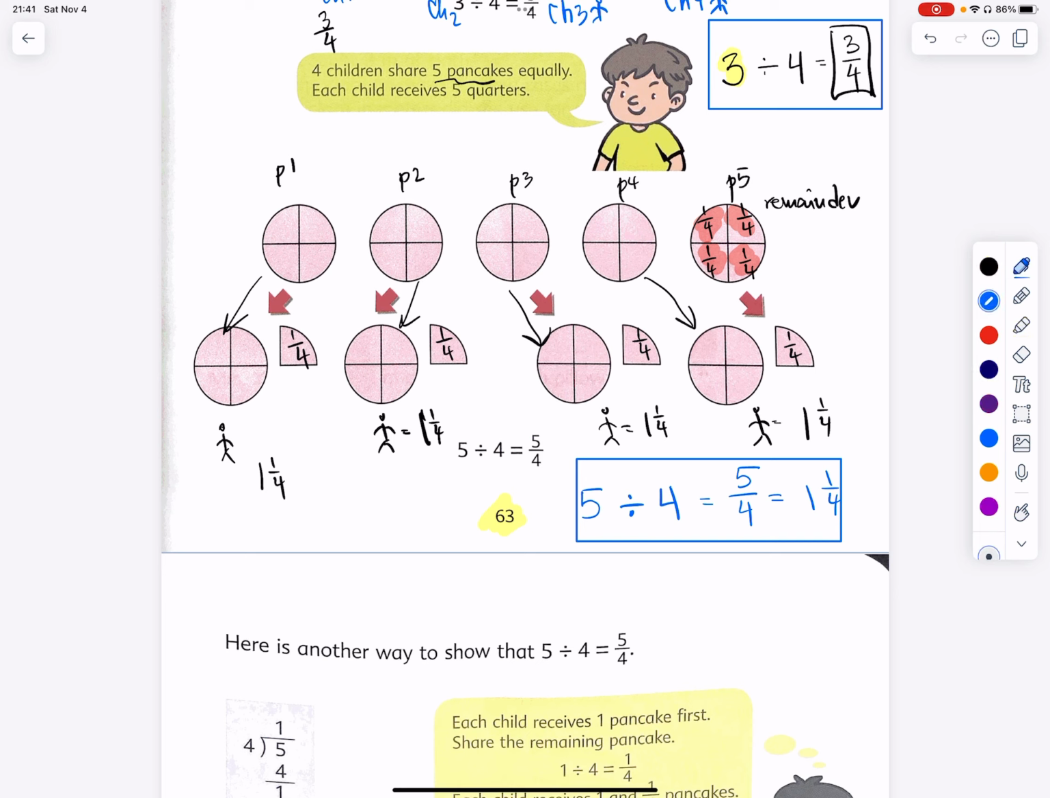What's also important is to recognize that this division symbol is the same as the fraction bar, has the same meaning. Similarly, this division symbol is the same as the fraction bar. In fact, I've always told you, fractions are division. To divide means to find a fraction. Sometimes it's smaller than 1, sometimes it's larger than 1.